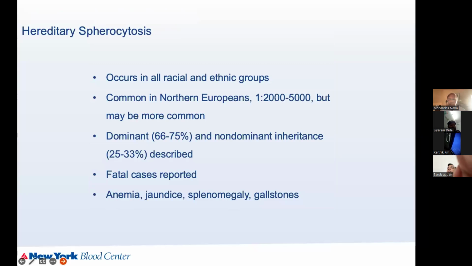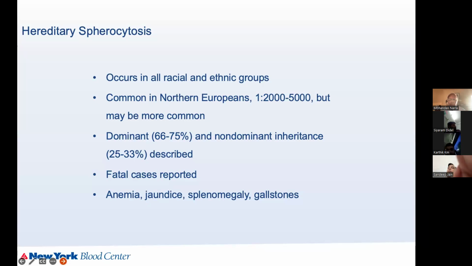It occurs in all racial and ethnic groups. It's common in Northern Europe, with about 1 in 2,000 to 1 in 5,000 prevalence, but maybe more common. And I'm sure it's a problem in India as well, but because it's not as extensively studied, we don't know the exact prevalence in India. It's inherited dominantly in 66 to 75% of the cases, and non-dominant inheritance in about 25% of the cases. I'm aware of at least 4 or 5 fatal cases of hydrops fetalis reported due to very severe mutations in both parents.